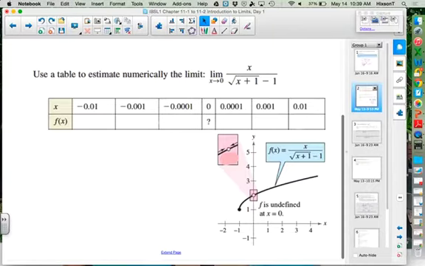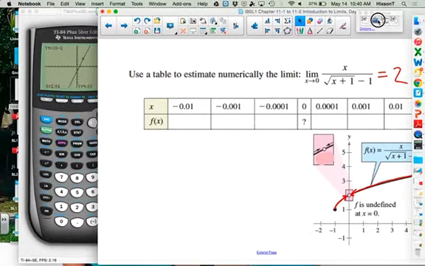So this is one where I was telling you it is possible for our function to not be defined at the value we're trying to approach. But as you look at this, as we approach it from the left-hand side, what's the value of our function approaching? X is approaching 0. Y is approaching 2. And as we approach 0 from the right-hand side, we're also approaching 2. So initially, we're thinking that this limit is going to equal 2. Let's use our table again to confirm or deny that.